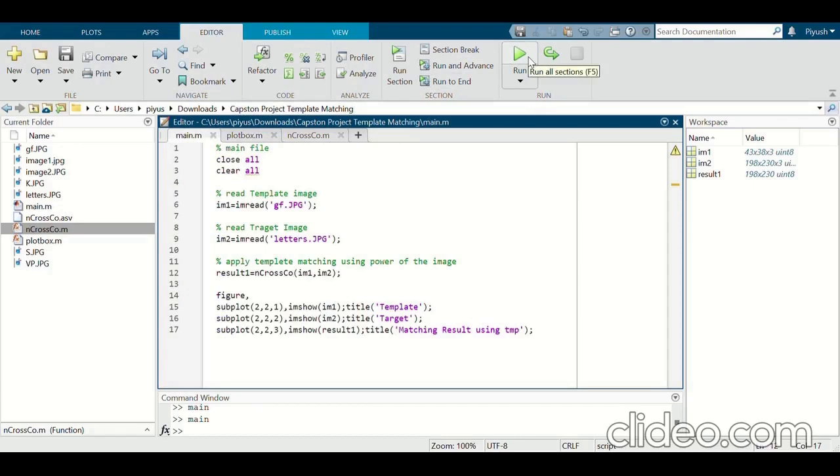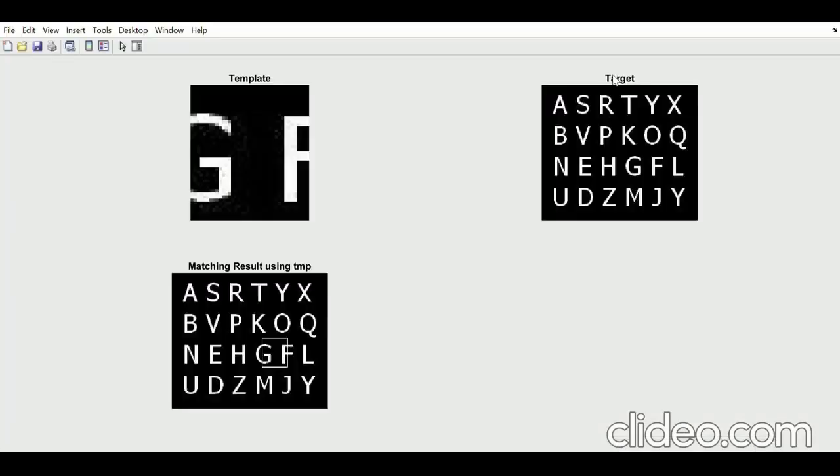Let's have a look. So here, this is our template image, which contains a subpart of G and F, and this is our target image, and while searching it finds the maximum correlation coefficient at the starting point of this square box. So the plot box function draws a square around this part, and in this way we matched our template to the target image, and we got our algorithm to work. Thanks.